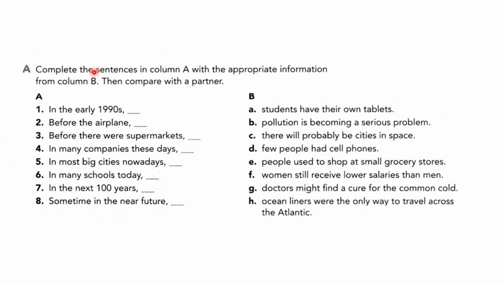Okay, so let's continue with our first homework of the night. Complete the sentences in column A with appropriate information from column B. Then compare with a partner. Okay, so let's see. In the early 1990s, what would be the appropriate information? Tell me, Sandra.